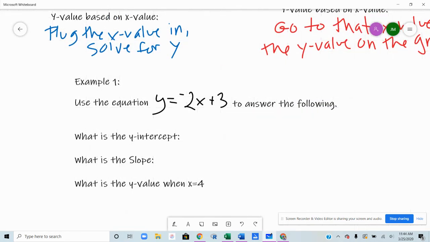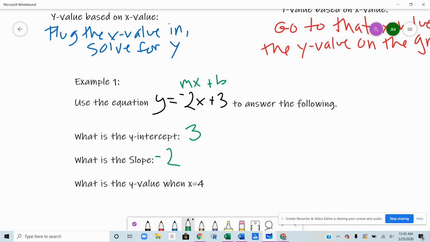So our first example is we're going to look at an equation and go through these couple of things. So using this equation, it says use the equation y equals negative 2x plus 3. We're going to answer the following questions. So what is the y-intercept? Well, remember that the y-intercept is the number that is by itself. It's the constant. It's not attached to x. Remember, it's mx plus b. B is your y-intercept. So our y-intercept is 3. What is the slope? Remember, slope is the coefficient that's in front of x. It is m. In our case, it is negative 2.